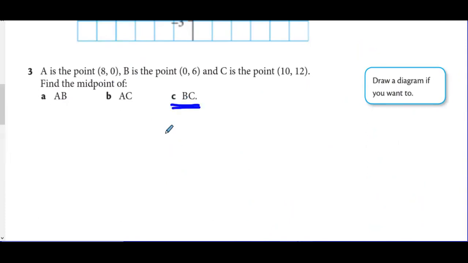Okay, now we have B to C. A is this point, B that point. So B is 0, 6.